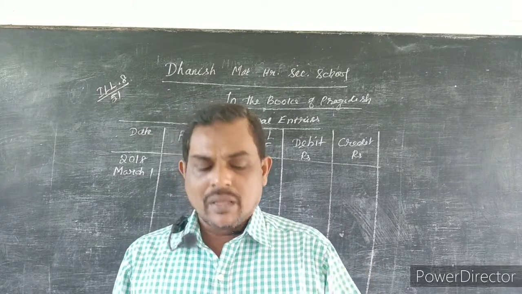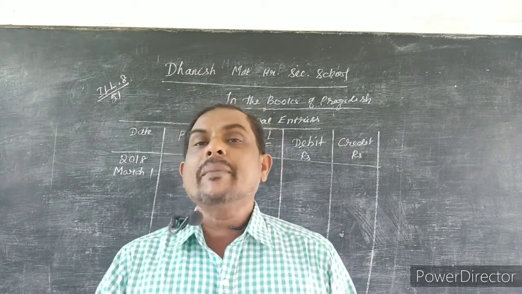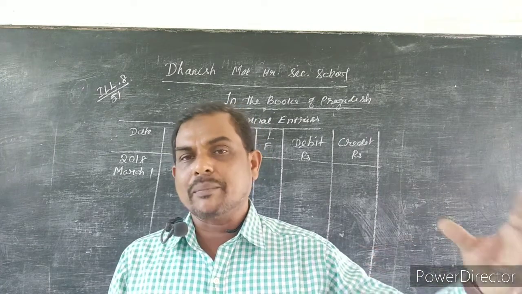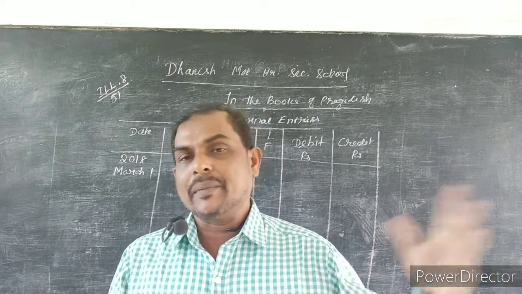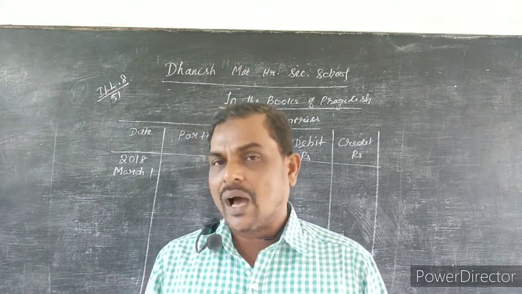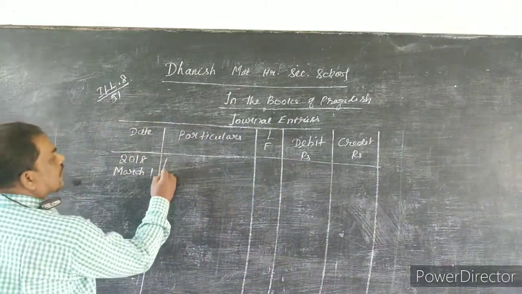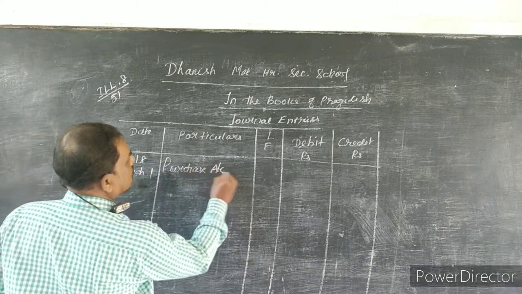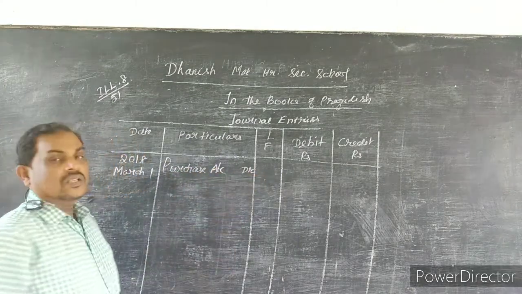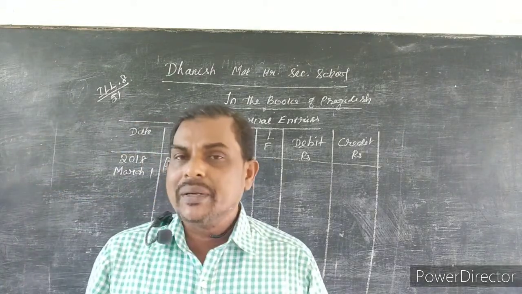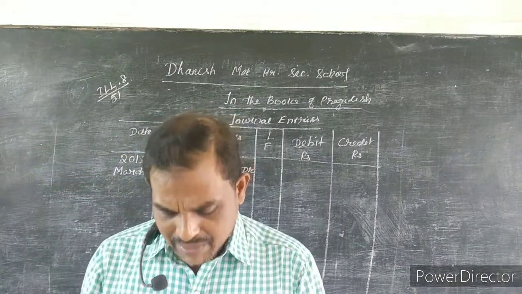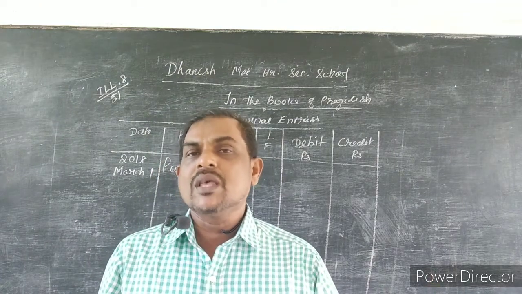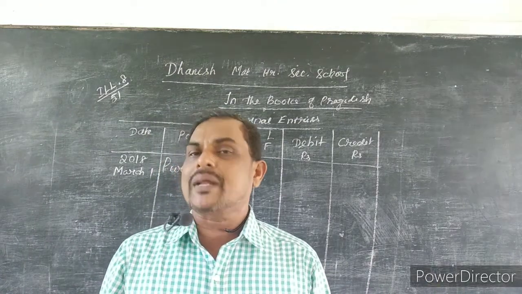What is the rule for nominal account? Debit all expenses and losses. Purchase is an expense, so it will come on the debit side. So the first entry is purchase account, debit. Definitely, who will come in the credit? Y and Company. Why Y and Company? Because we didn't give the money to them, and Y and Company is a personal account.